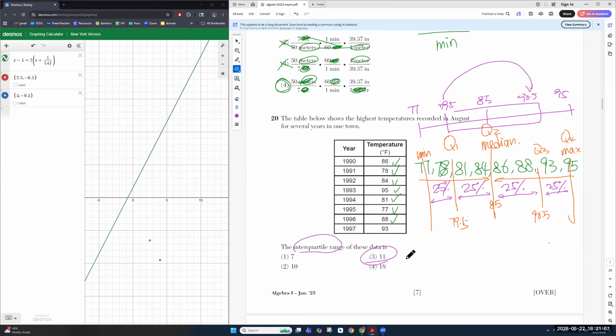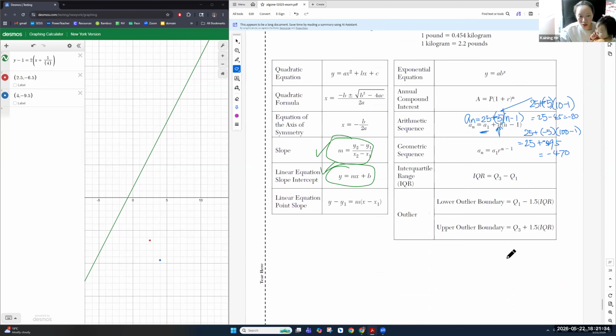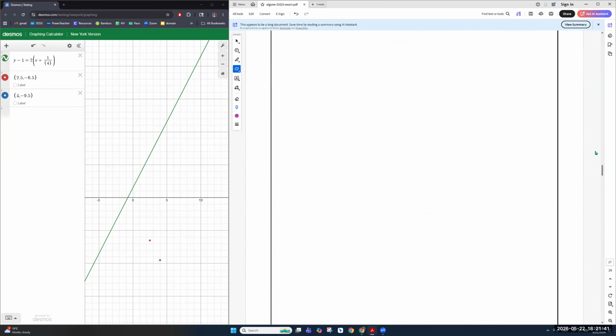Wait. How'd you get that? 90 minus 79. So to get the interquartile range, we have to do a subtraction between the maximum and minimum of the middle two boxes. So quartile one and quartile three. Yes. If you don't remember, let me go down all the way to the reference sheet right here. Interquartile range means Q3 minus Q1. You see it now? There we go. Just like that.